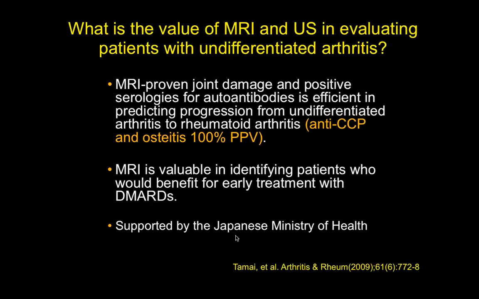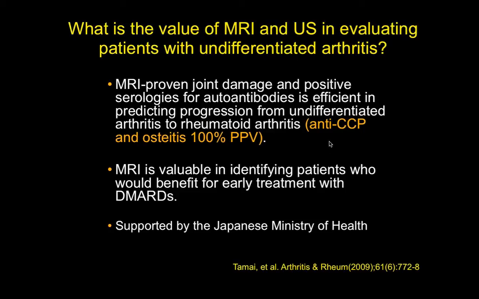So let's start with early diagnosis. Here's a study from Japan. What is the value of MRI and ultrasound evaluating patients with undifferentiated arthritis? There's a group called undifferentiated arthritis, basically people who come in with inflammatory joint disease, but they don't fit all the criteria for rheumatoid arthritis. Many of them will get better and be cured with nothing. Some will go on to develop rheumatoid arthritis and all the definitive treatments later. So the question is, how can you determine at this stage who's going to get rheumatoid arthritis and who's not, so you can treat them early?